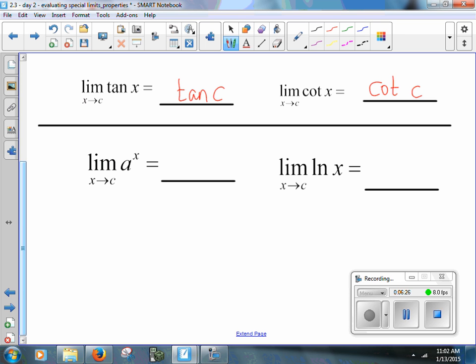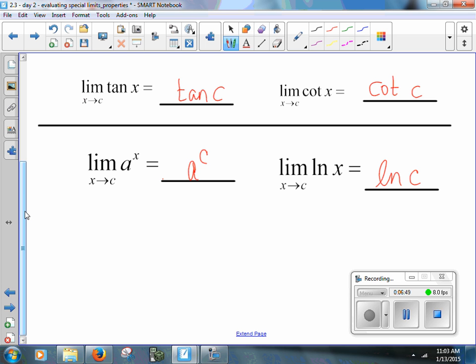What about these other 2? These are your exponential. Transcendental functions include your trig functions and your exponential and your natural logs, those functions, okay? What would the limit of a to the x be? a to the c. What would the limit of the natural log of x be?